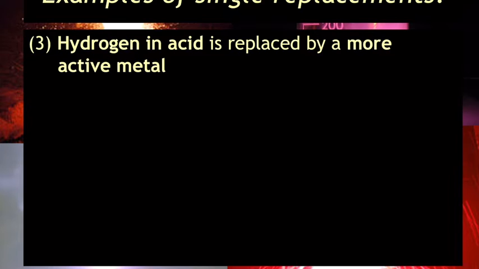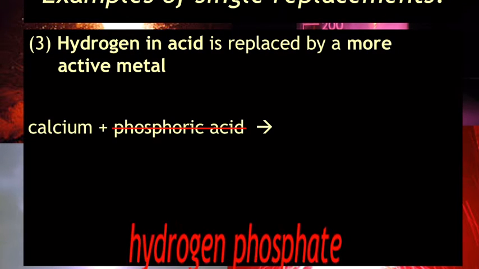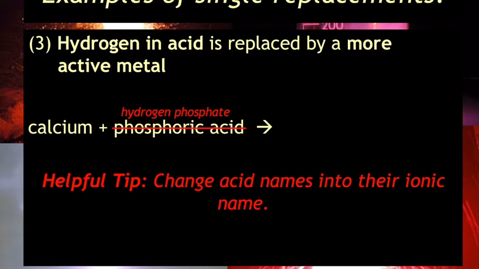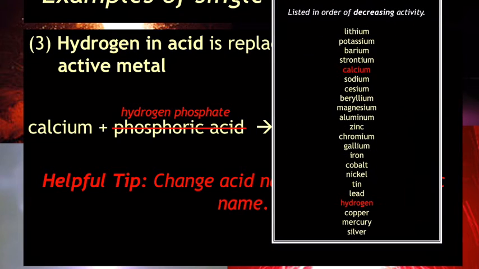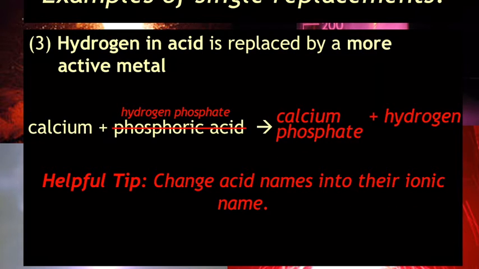Same thing with acids. A hydrogen in an acid will be replaced by a more active metal. So if we have calcium plus phosphoric acid, which we can rewrite as hydrogen phosphate, this is the ionic name for phosphoric acid. So calcium is in fact more reactive than hydrogen. We end up with calcium phosphate plus hydrogen.